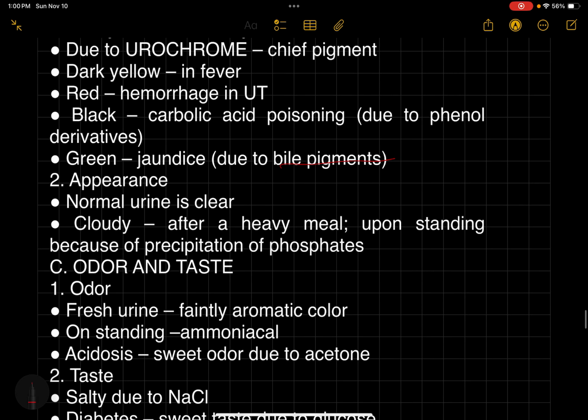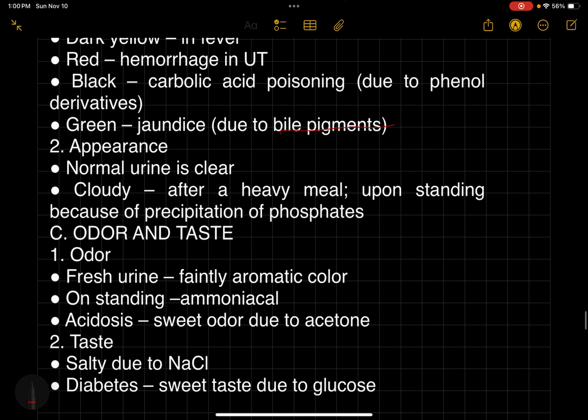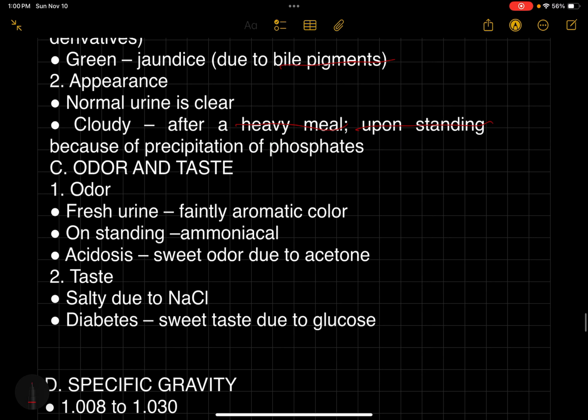Appearance: normal urine is clear. If cloudy, it may be after a heavy meal, or upon standing because of precipitation of phosphates. We have odor and taste, no? Fresh urine has a faintly aromatic odor. On standing, it becomes ammoniacal. In acidosis, a sweet odor due to acetone. For taste, salty due to sodium chloride, and in diabetes, a sweet taste due to glucose.